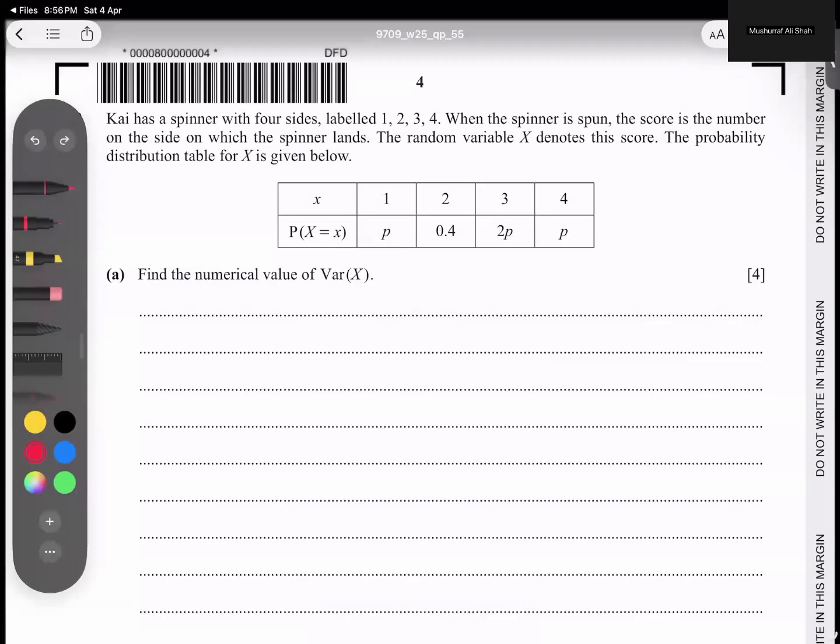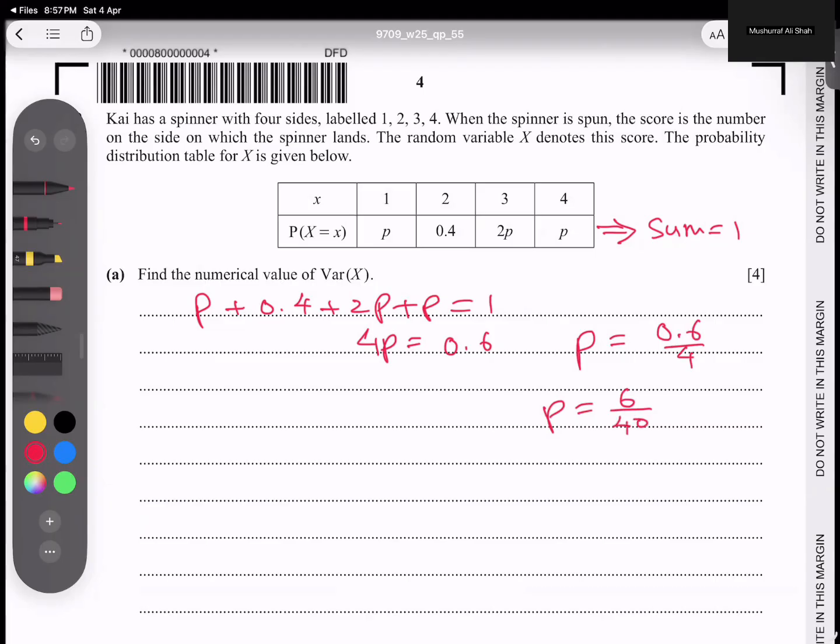Question number 2: we have a four-sided spinner labelled 1, 2, 3, 4. When the spinner is spun, the number on the side it lands on is scored. X denotes the number scored, and the probabilities are given in the lower row. If you add them all, the sum equals 1. So P plus 0.4 plus 2P plus P equals 1. So 4P, and subtracting 0.4 from 1 gives 0.6, so P equals 0.6 by 4, which is 6 over 40, or 3 over 20 in fraction form. We can write it in decimal too.